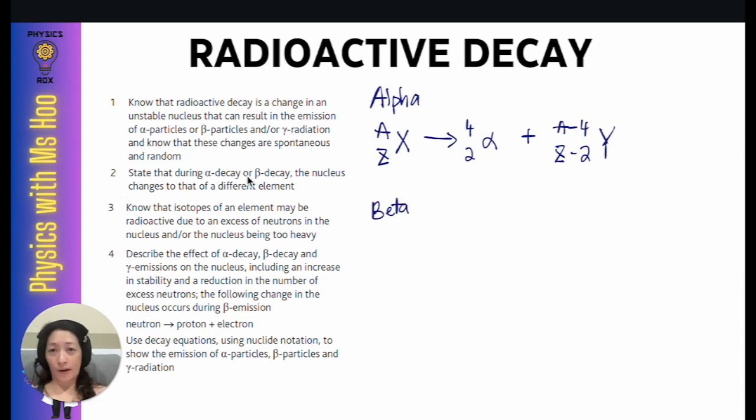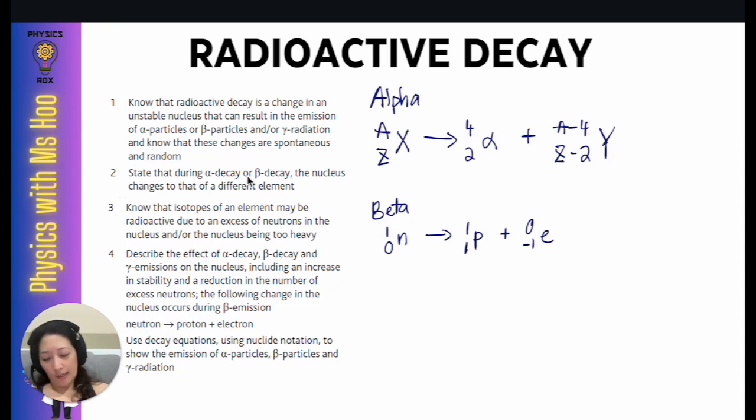Now for beta, you need to be aware that the beta particle, which is the electron, does not come from the orbit around the nucleus. The beta, which is the electron, comes from the nucleus. But the nucleus doesn't have an electron, if you can remember, right? So where does this electron come from? It comes from the splitting of the neutron. So a neutron would split to become a proton and an electron. So this electron is then thrown out of the nucleus while the proton remains in the nucleus.